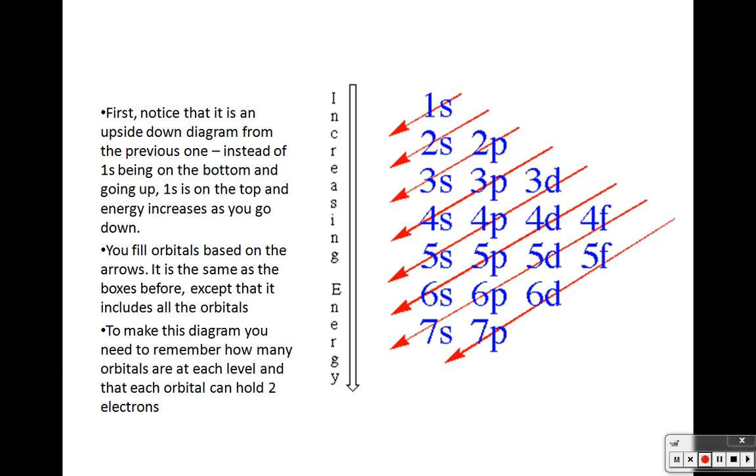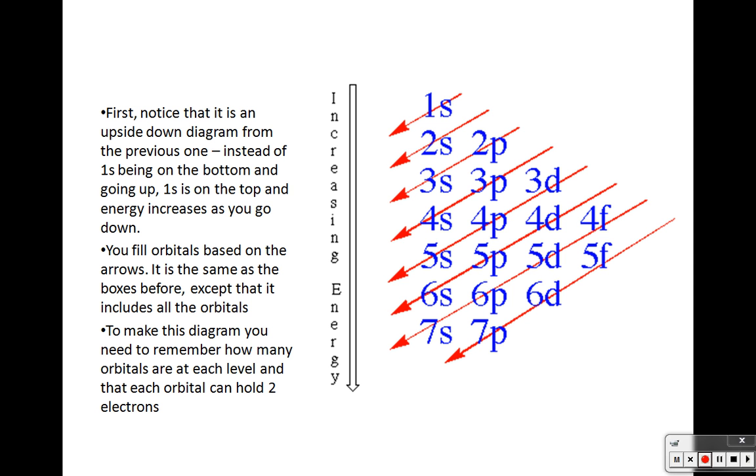So one of the things that this third bullet says is that in order to make this diagram, you do need to remember how many orbitals are at each level, and then you also need to remember that each orbital can hold 2 electrons. And then you put in these diagonal arrows. And those diagonal arrows then are the order in which you fill the orbitals.